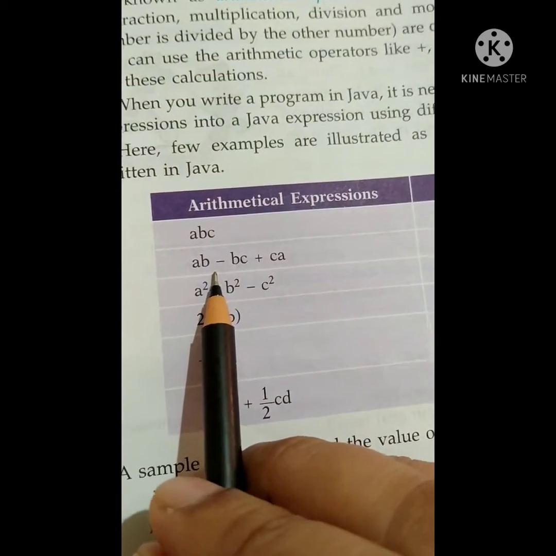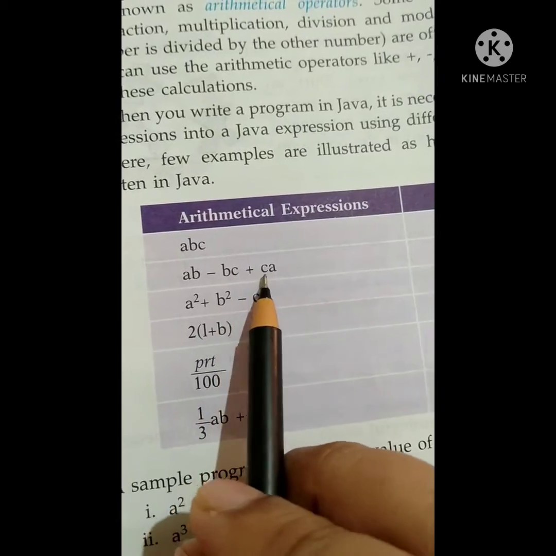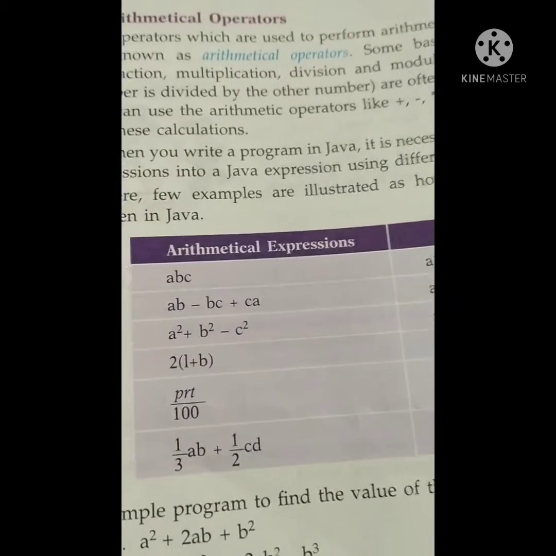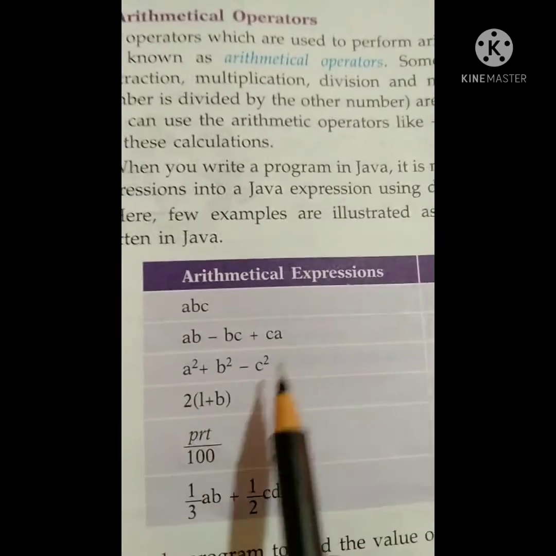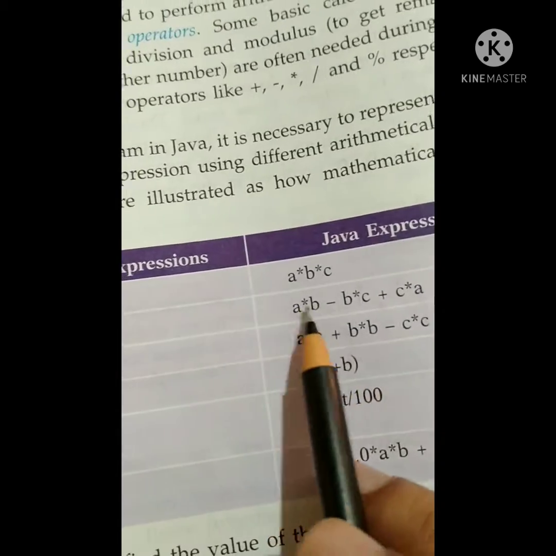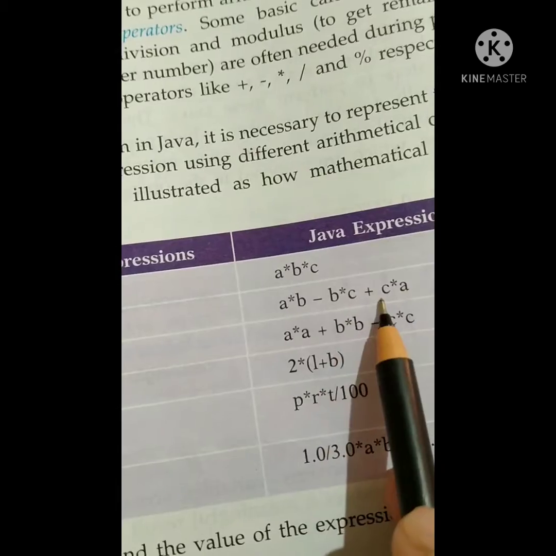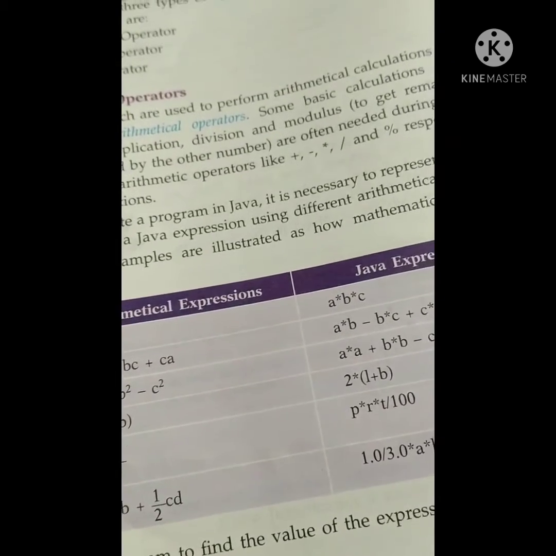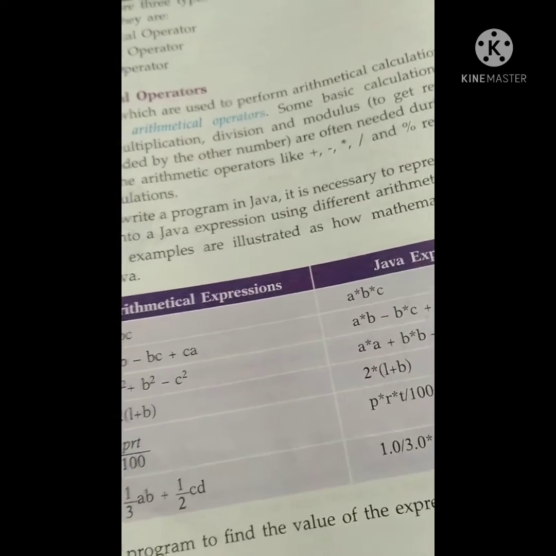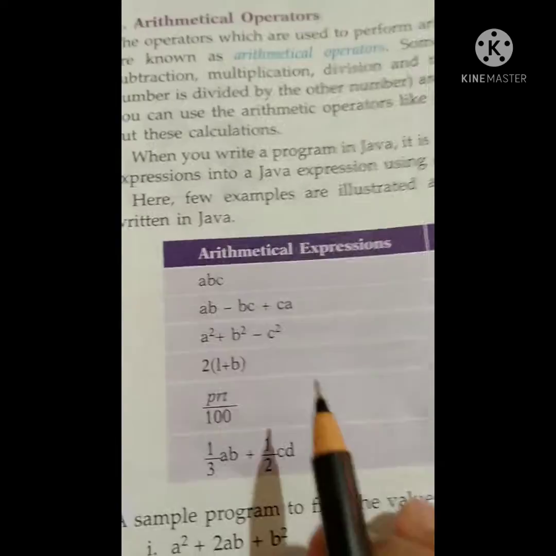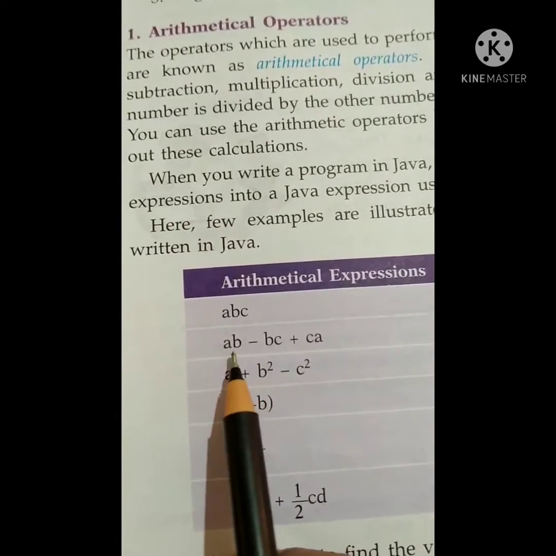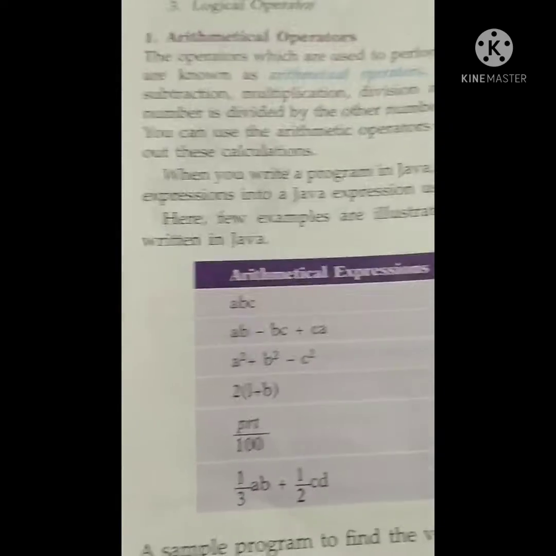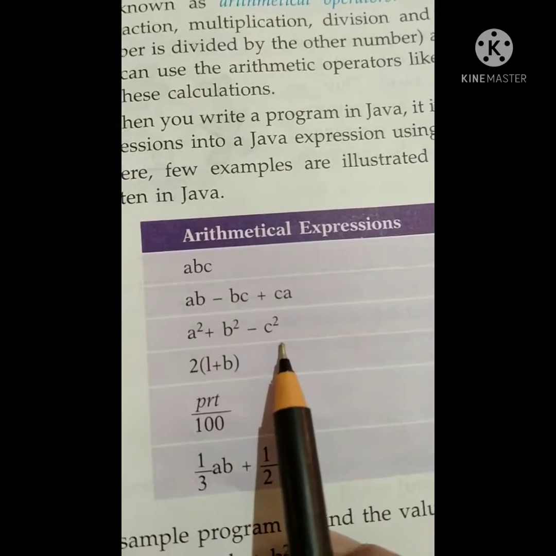AB minus BC plus CA, okay, this is the mathematical expression. So now how will we write this as a Java expression? A into B minus B into C plus C into A. So everything we have to show in the Java expression, but in the mathematical expression we understand ourselves that when AB is written, it means A into B. Okay, so A square plus B square minus C square.